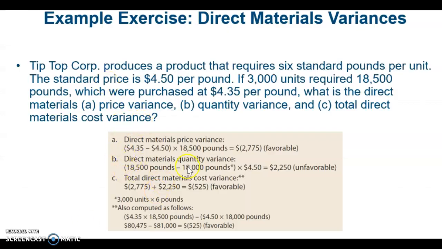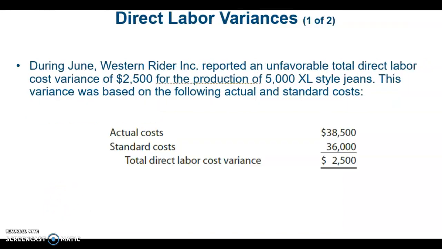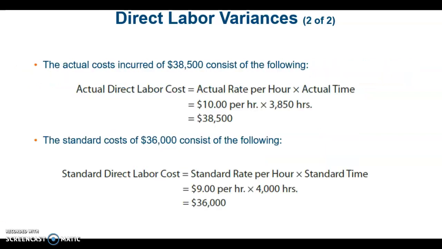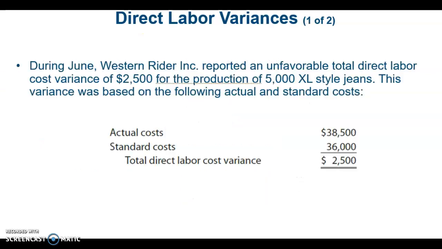And this is the way that the book explains it. So look at it in this format and see which one makes more sense. Okay, we're going to do the same thing for direct labor variances. Remember, instead of calling it price, they're going to call it rate. And instead of calling it quantity, they're going to call it time. But it is the exact same formula that they use.